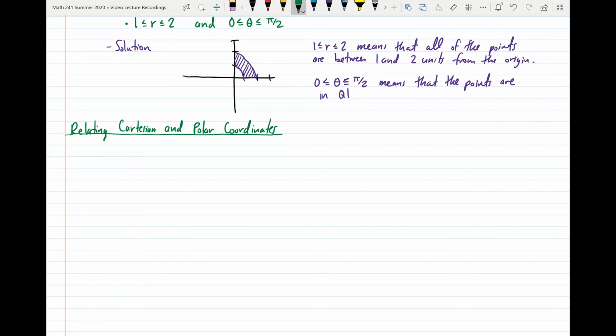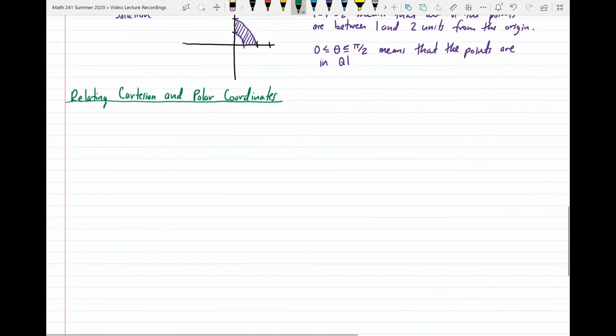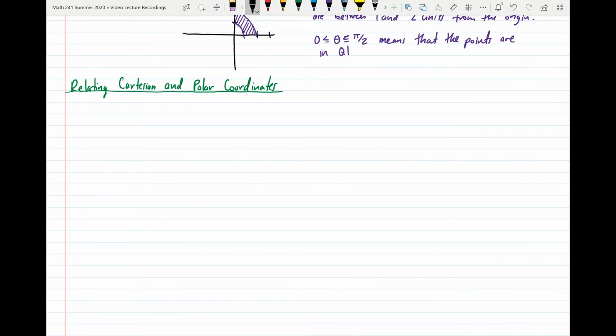And so I want to give a little bit of a justification for why the equations exist, why they make sense. And to do that, let's just put an arbitrary point in the plane. So I'm going to call the point P, and I'll put it up here.